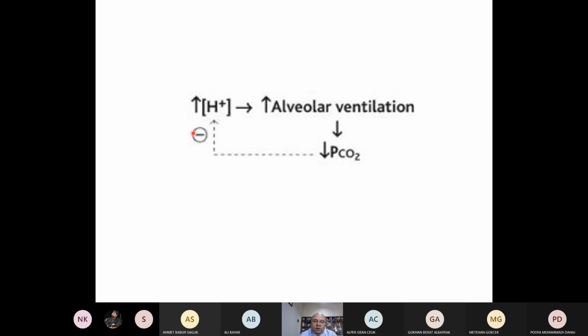Let's say hydrogen ion concentration is increased. This will stimulate alveolar ventilation, and increased alveolar ventilation will increase carbon dioxide removal from the body. So blood carbon dioxide concentration will go down. So blood hydrogen concentration will go down because carbonic acid concentration will go down.